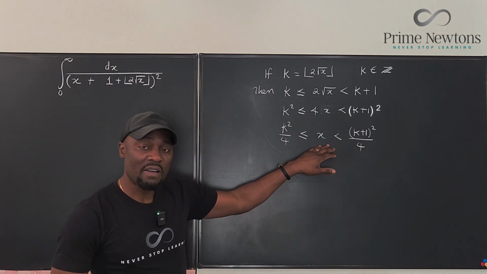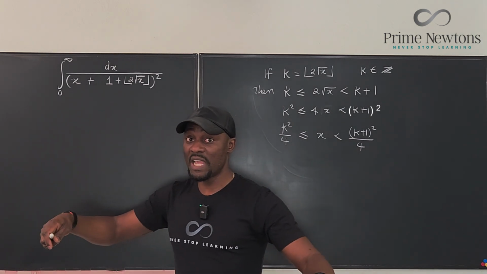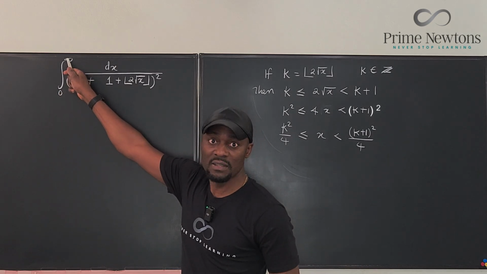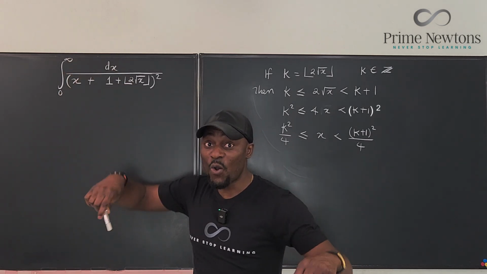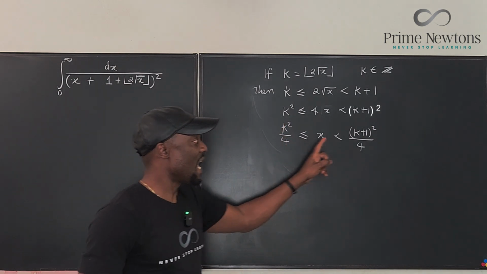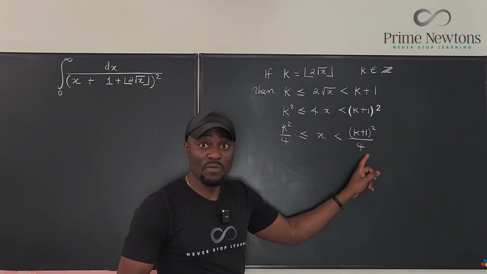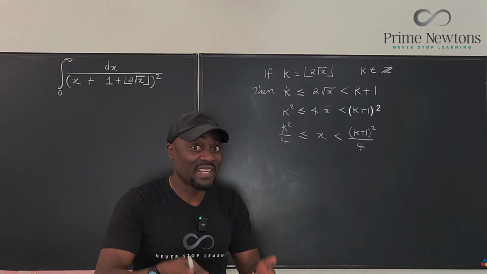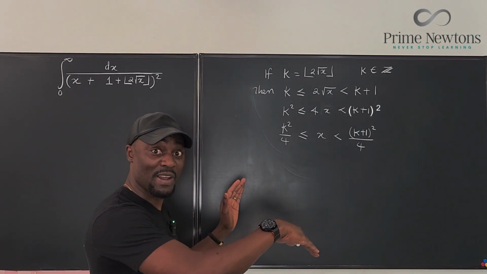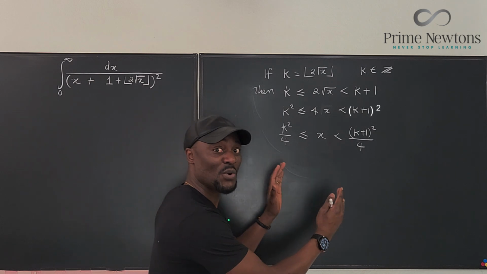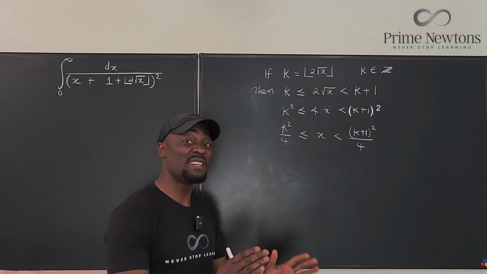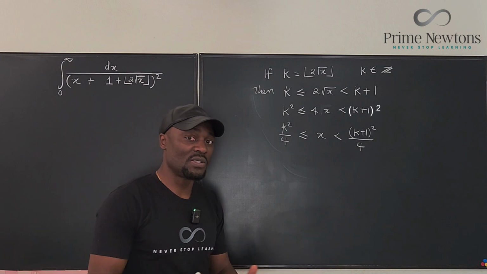Now look at what you have. In the original integral, all values of x are between 0 and infinity. But now all values of x are between k squared over 4 and (k plus 1) squared over 4, depending on the k you are picking. So you see why I'm saying that on that graph I drew, it depends on the region you are in. We're no longer doing one giant integration, we're doing a series of integrations that we're going to sum together.